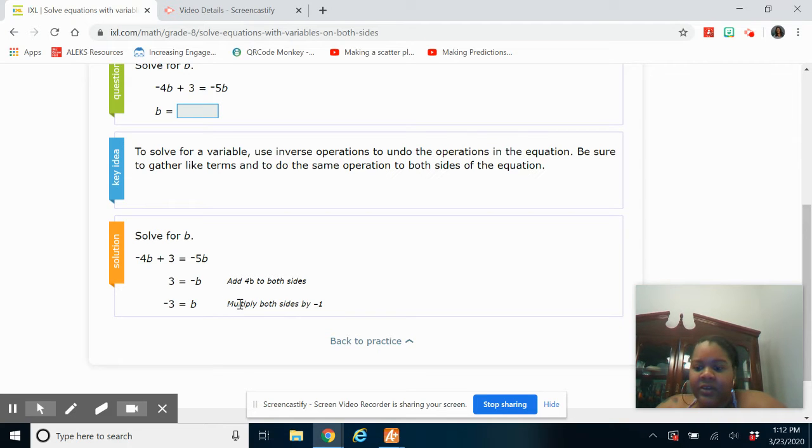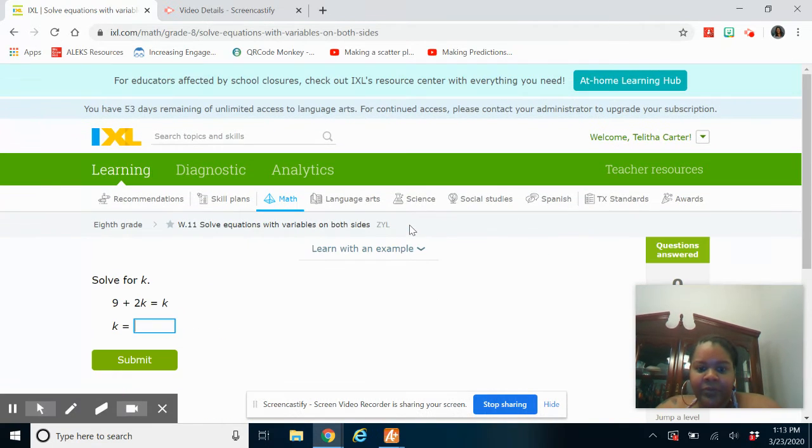Then the next step is to multiply both sides by negative 1. If I multiply 3 times negative 1, that gives me negative 3. And if I multiply negative b times negative 1, that gives me positive b. So I'm left with the answer negative 3 equals b. You can always click there to help you out. Now we're going to actually solve this problem right here by hand, just so you can remember how to solve these equations by hand.